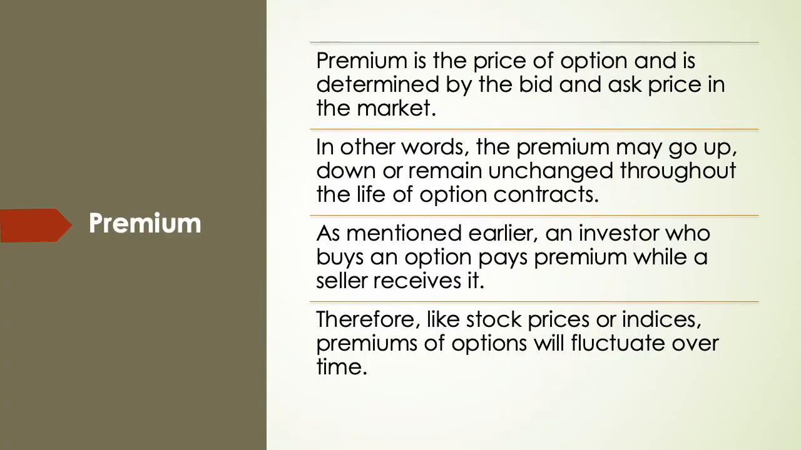The next term you need to understand is premium. Premium is the price of the option and is determined by the bid and ask price in the market. In other words, the premium may go up or down or remain unchanged throughout the life of the option contract. As mentioned earlier, an investor who buys an option pays the premium while a seller receives it. Therefore, like a stock price or index, premiums of options will fluctuate over time.